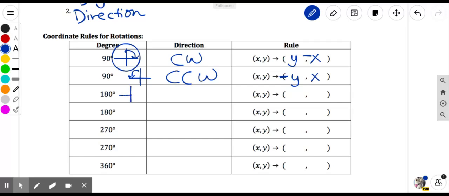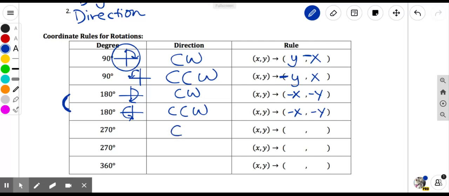Okay, let's take a look at 180. So 180 clockwise, if I'm starting here, 2 quadrants, that's 180 degrees. That's where I would end up. Let's look at counterclockwise. Do you notice we end up in the same spot? We end up down here in both of them. So with 180 degrees, whether you rotate it clockwise or counterclockwise, it's the same thing. So it's the same rule. The rule is negative x, negative y. You're just changing both of their signs. You're not moving them around. It doesn't matter which direction, it's the same both ways.